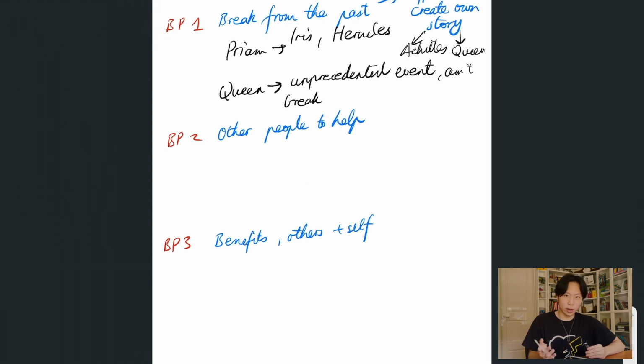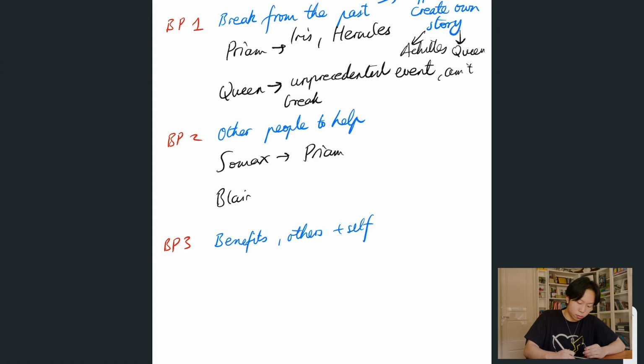You need other people to help to craft your own story. You need people like Somax to really push you, because Priam is still a king, still acting very rigidly on that horse. It's Somax that pushes him further. And for the Queen, she doesn't know how to break from tradition. She hasn't been taught that. Ever since she was a girl, she's been taught how to be a good queen, how to not break from tradition. So she needs Blair to help. And Blair to help the Queen.